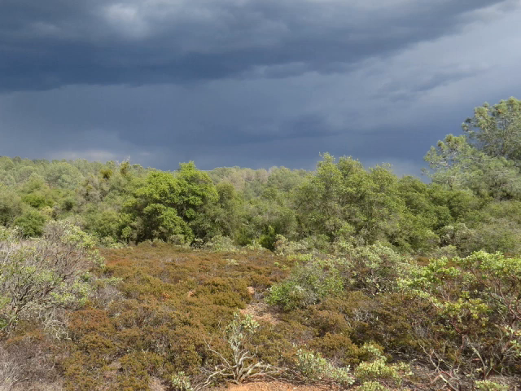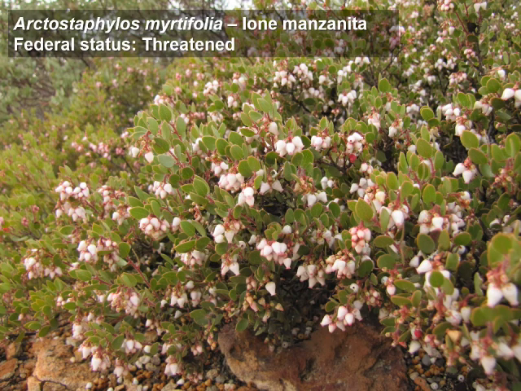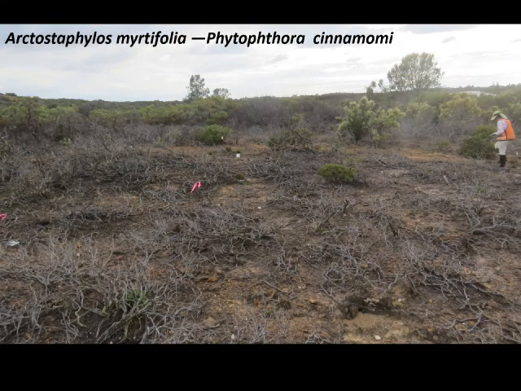We actually documented in the early 2000s, around 2002, that Ione manzanita, a rare plant in the foothills of the Sierra Nevada, a federally threatened species with a very restricted range, was dying out massively in parts of its range. We found that in these areas, Phytophthora cinnamomi had been introduced, and this is quite a devastating disease on these plants.